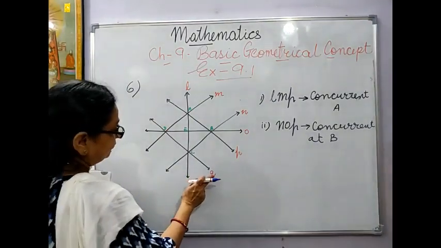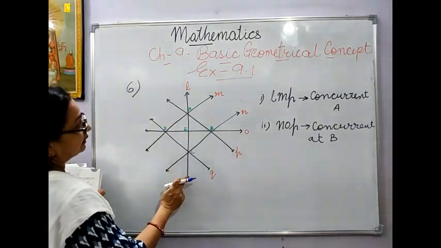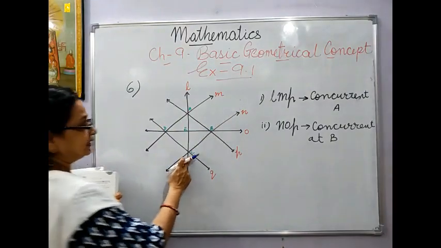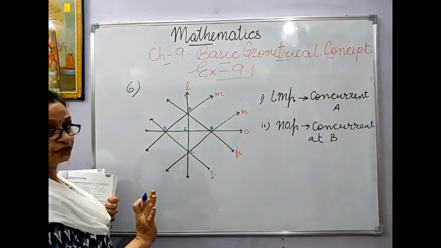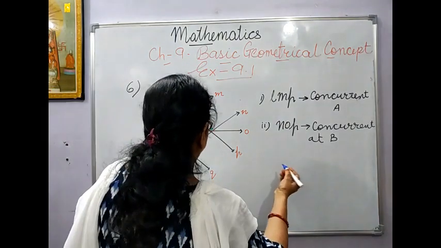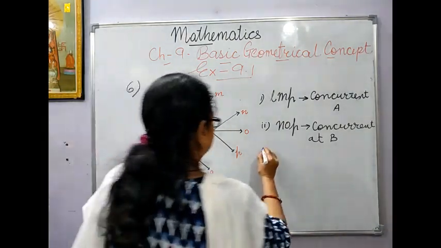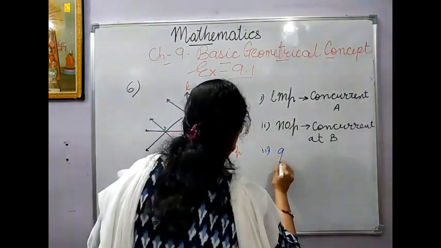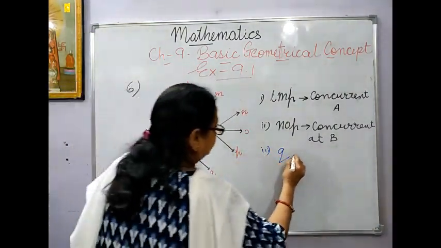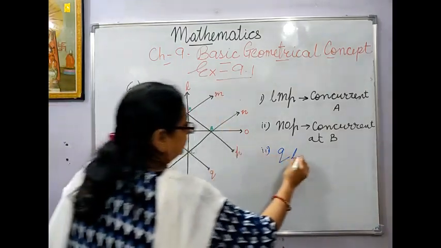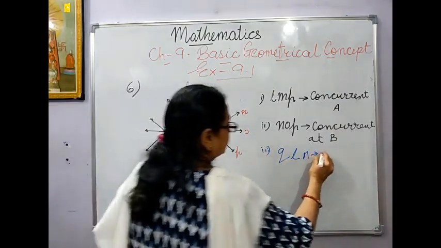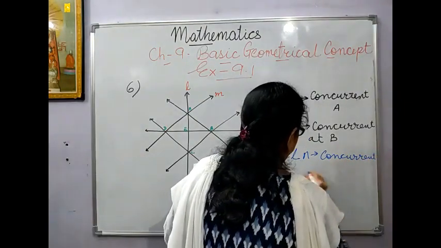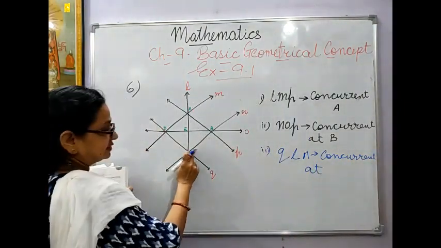Now see this line Q, then you have L and this N. They are concurrent at C. Point of concurrence, it's very clear to you. So the third one: Q, L and N, concurrent at what point? C.